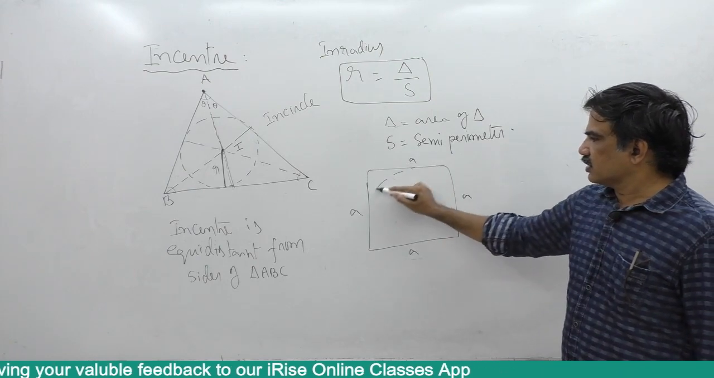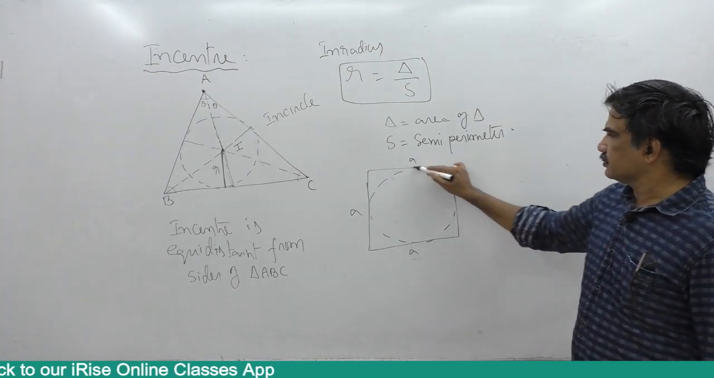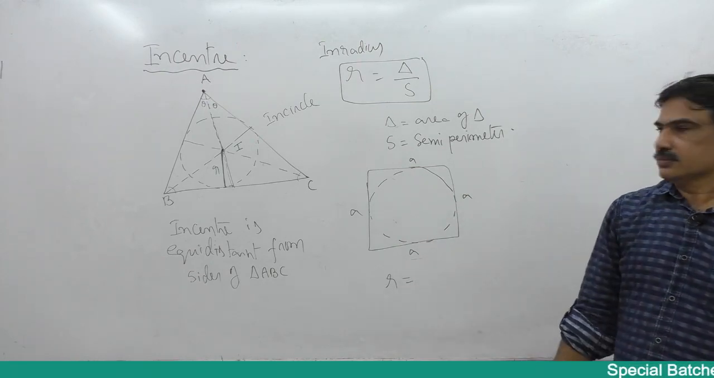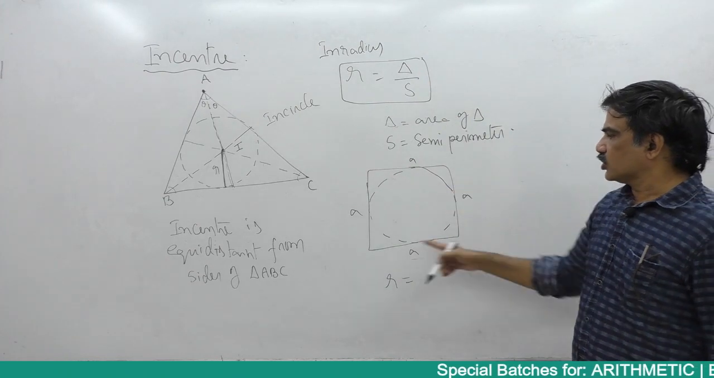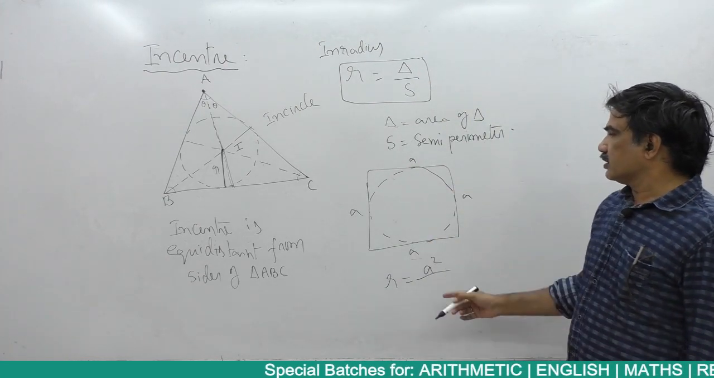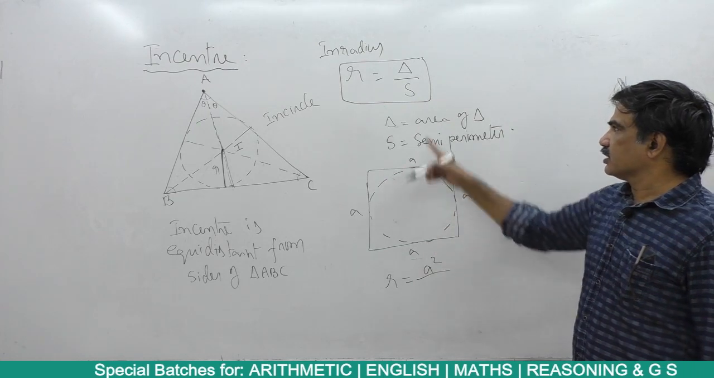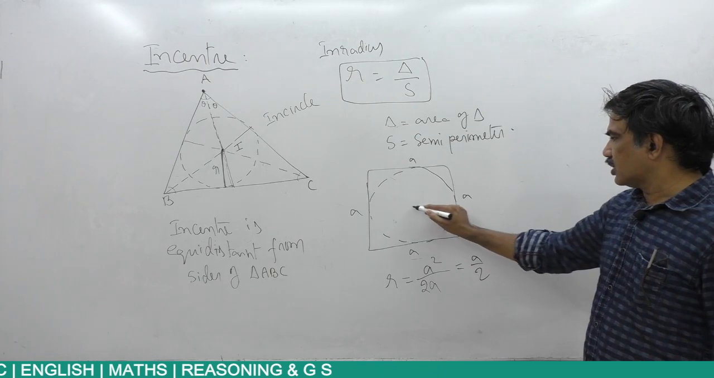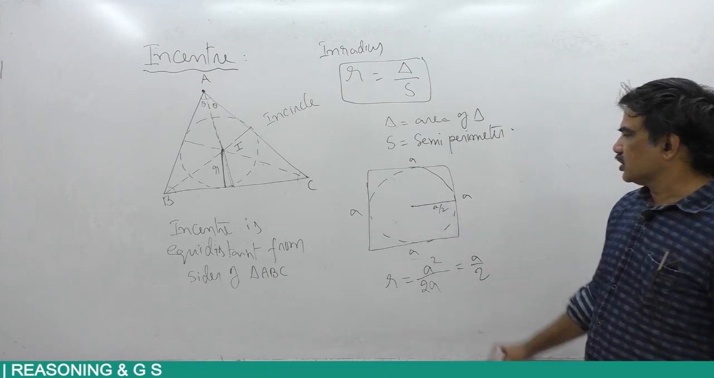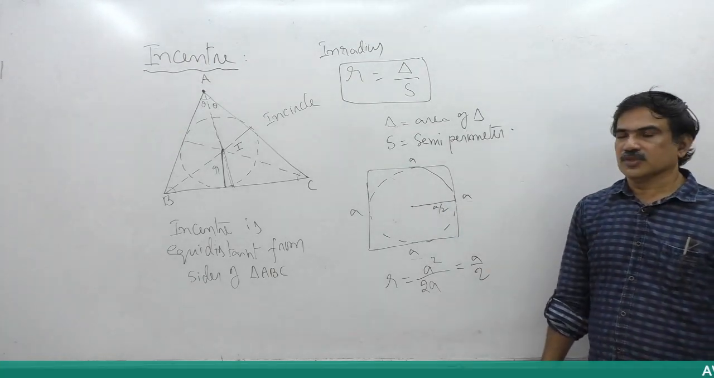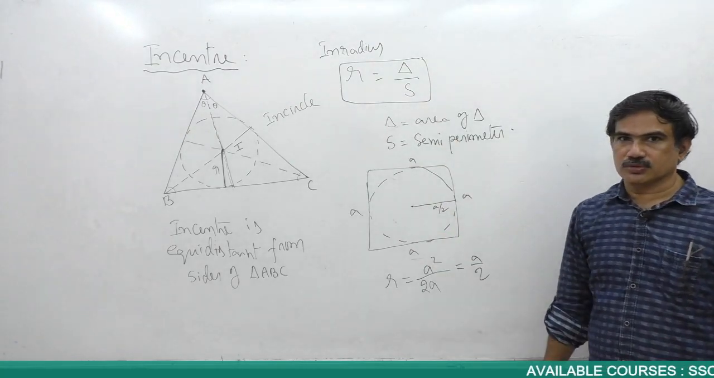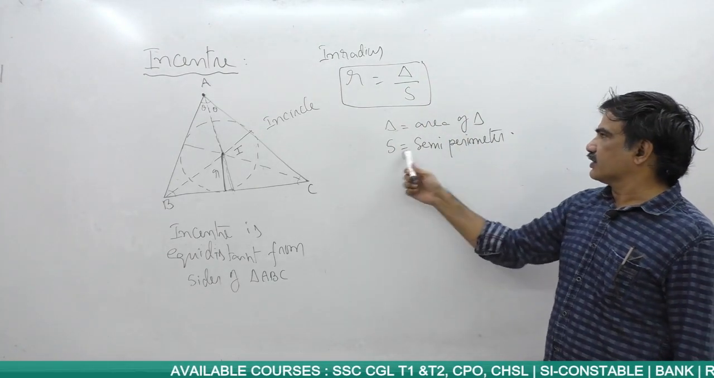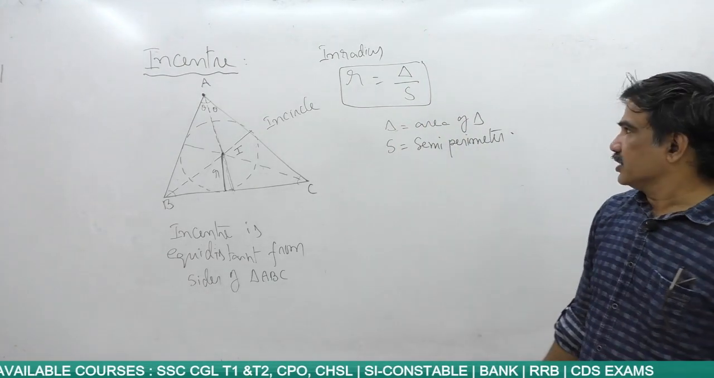If you draw an incircle, then what is the inradius? Delta, the area of the square, is a squared, the perimeter is 4a, the semi perimeter is 2a, a cancels, so a by 2. So r is equal to a by 2. So this is applicable for this also. The inradius of a triangle is delta by S, where delta is the area of the triangle and S is the semi perimeter.